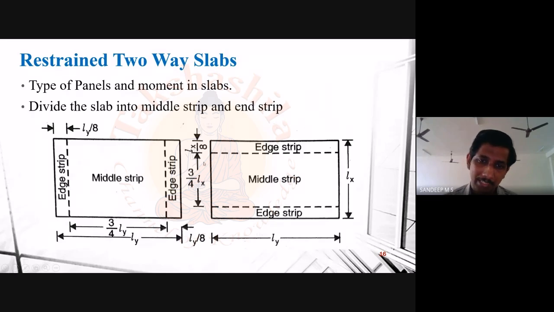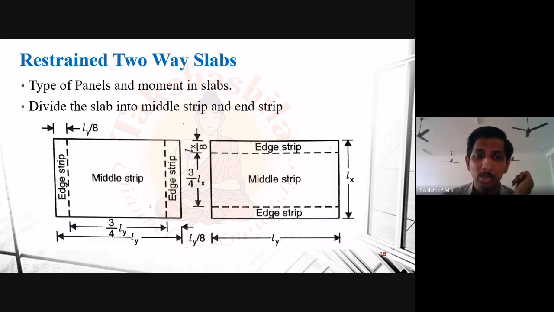Similarly, in the y direction they have kept Lx, and you can see that again they have divided the y direction also. They have three segments. One is your middle strip, and the remaining two are your edge strips, and the proportions remain the same. That is 3/4 Lx, and here for the edge strip you have Lx by 8, 1/8 of Lx. That is how you have to split this.